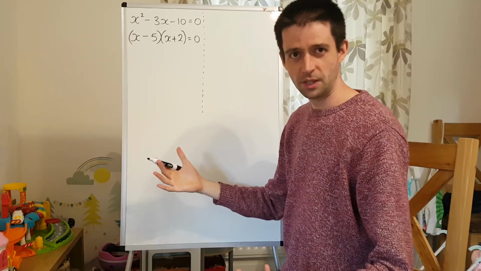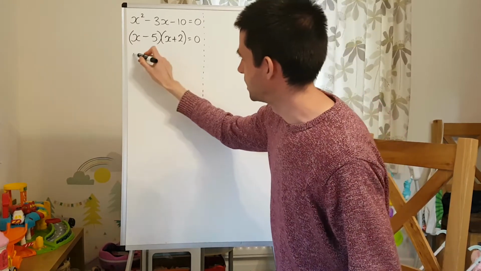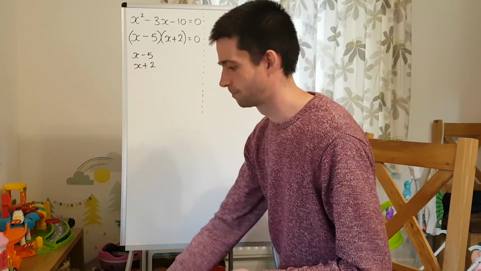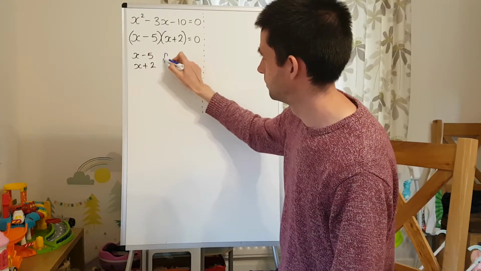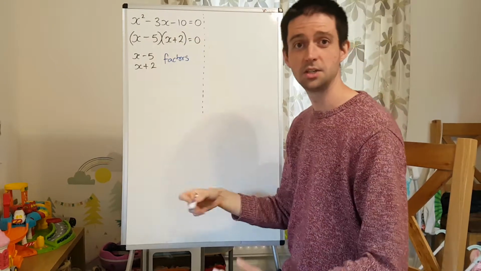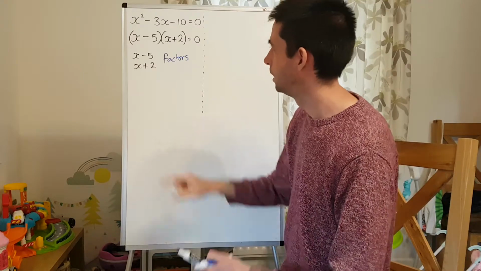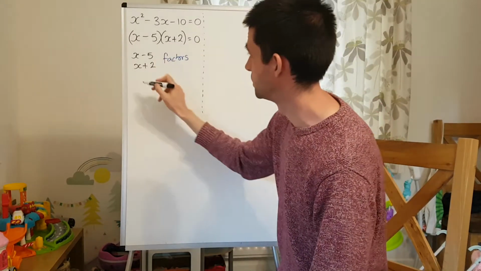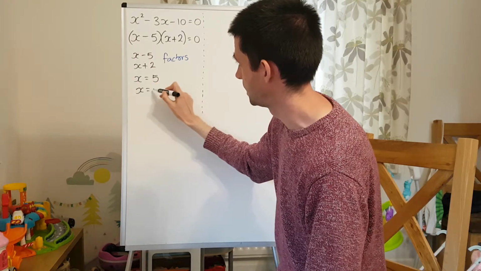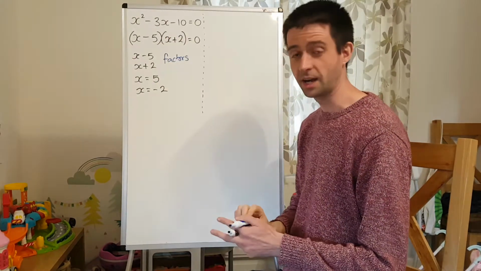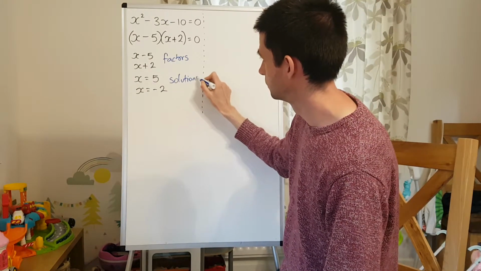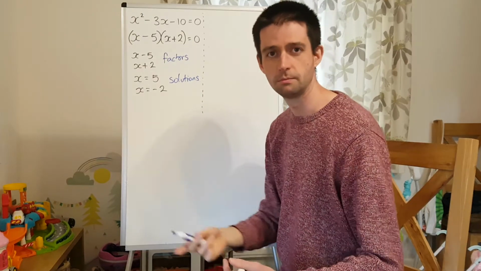And let's just have a think about what that means. It means that x minus 5 and x plus 2 are factors, because they both divide into this with no remainder. From here, what you most likely would want to do is say that x equals 5 and x equals negative 2 from those two brackets. Well, they are the solutions to the equation. Fine, so far so normal.